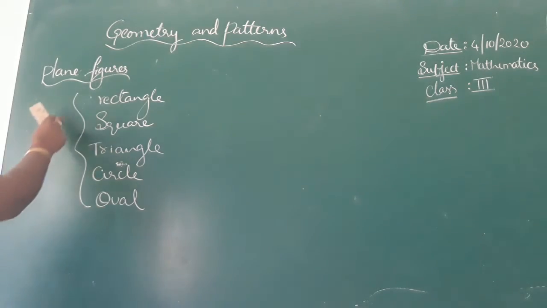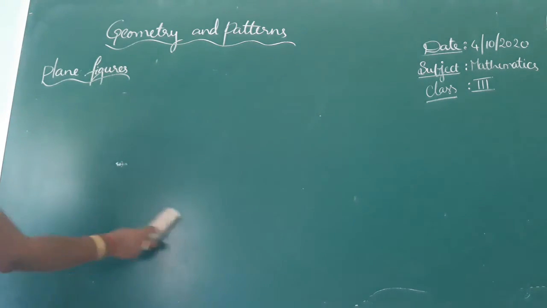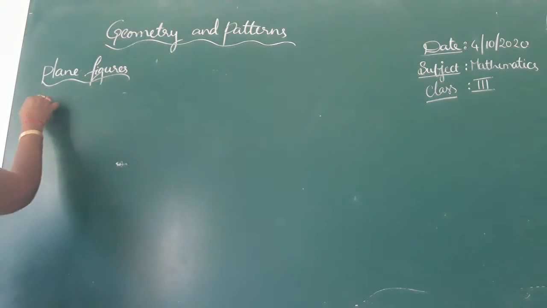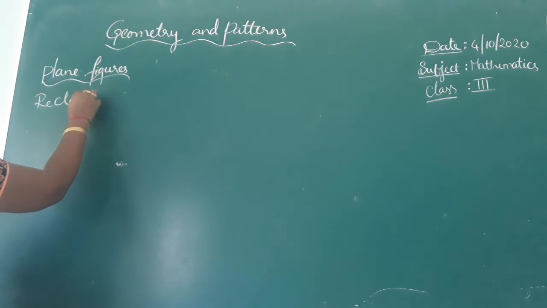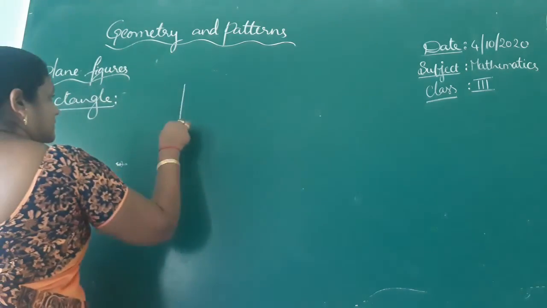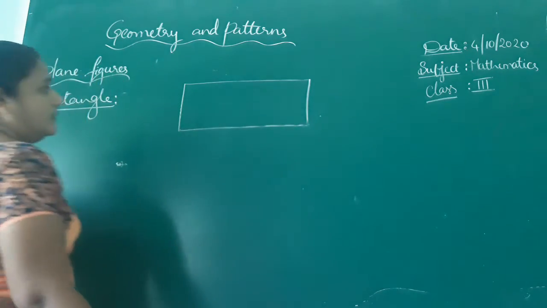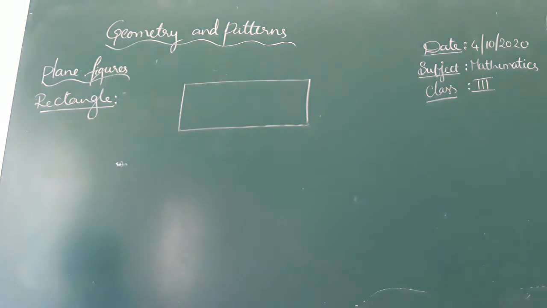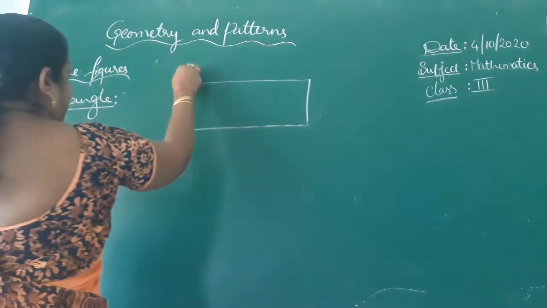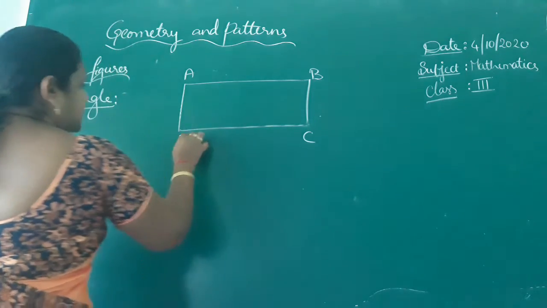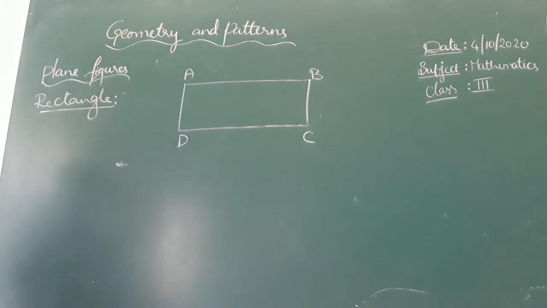See the first one. What is the first plane figure? The first plane figure is the rectangle. This is the shape of a rectangle. I would like to give the name for it: A, B, C.